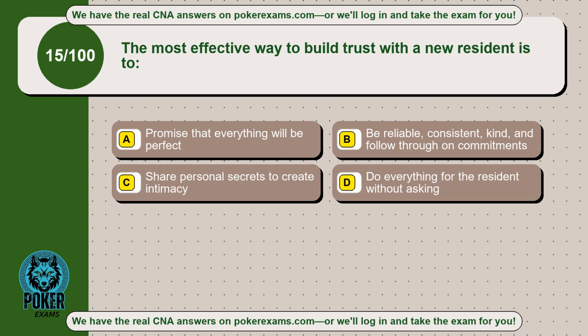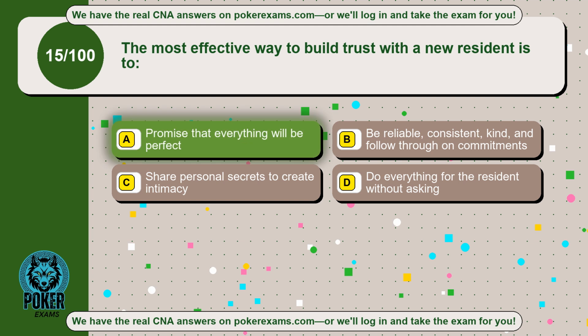Question 15. The most effective way to build trust with a new resident is to: Option A, promise that everything will be perfect. Option B, be reliable, consistent, kind, and follow through on commitments. Option C, share personal secrets to create intimacy. Option D, do everything for the resident without asking.